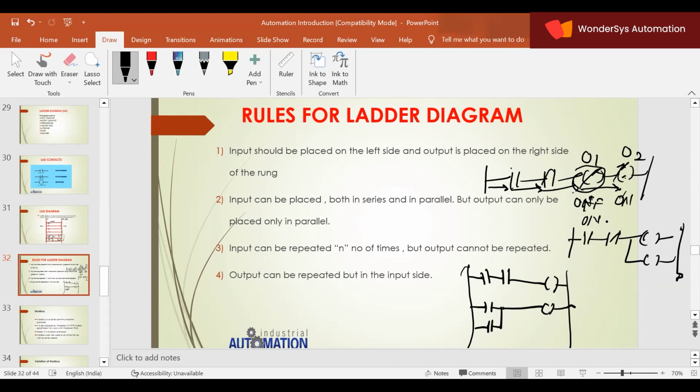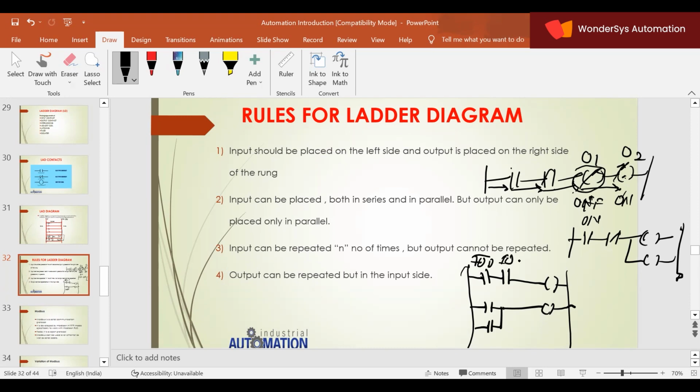Output has to be connected in parallel connection only. So input can be repeated n number of times, but output cannot be repeated. Here, input repeated means the input addresses. Every input terminal in the input card is given a specific address, and I can repeat that specific address anywhere in my program.